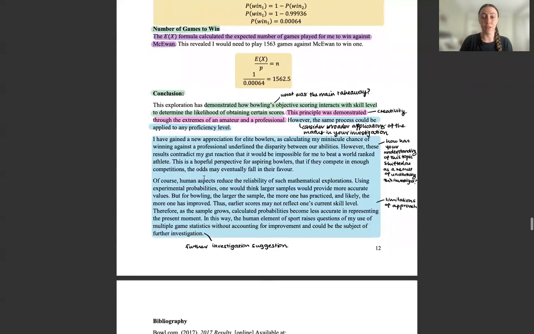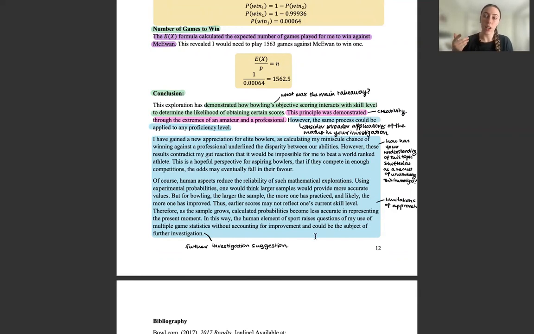And then finally, I finished my IA with a reflection on the limitations of my approach overall, to kind of say, well, the human aspects reduce the reliability of such mathematical explorations. Using experimental probabilities, one would think that larger samples would provide more accurate values, but for bowling, the larger the sample, the more one has practiced, and likely the more one has improved. Thus, earlier scores may not reflect one's current skill level. Therefore, as the sample grows, calculated probabilities become less accurate in representing the present moment.